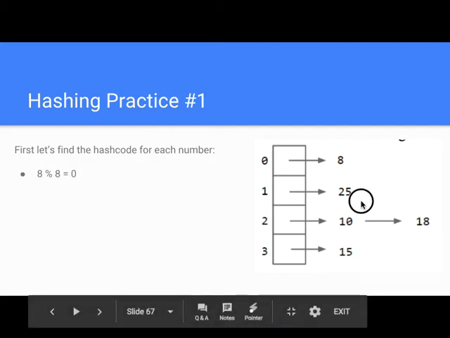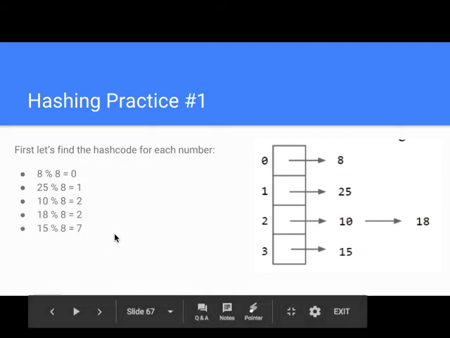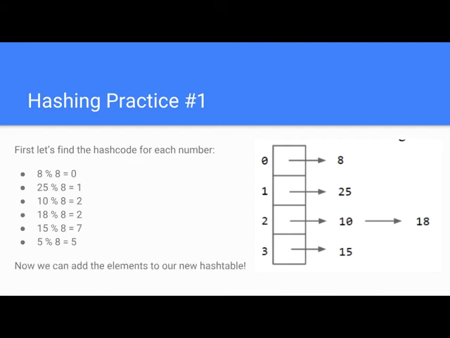So we'll do this with 25 next. 25 modulo 8 is 1, 10 modulo 8 is 2, 18 modulo 8 is 2, 15 is 7, and we're inserting 5, and 5 modulo 8 is 5. Okay. Any questions about modulo?